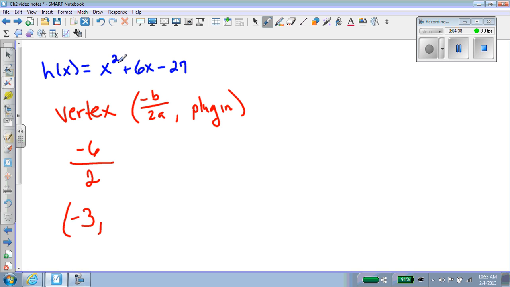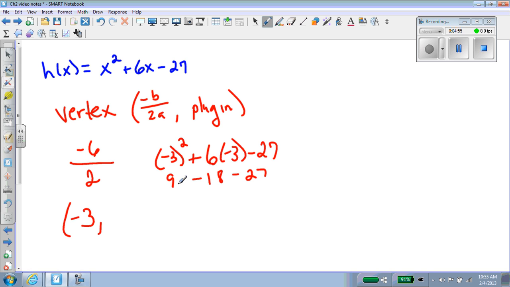And then if I plug that in for x, right, if I know x, I can find y. -3 squared plus 6 times -3 minus 27, so 9 minus 18 minus 27, so that would be -9 minus 27, -36. So my vertex is at (-3, -36). My x-intercepts will occur where y is 0. Oops, plus 6x.